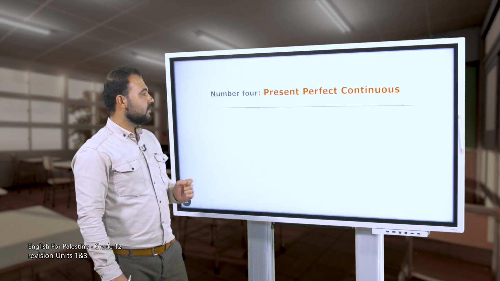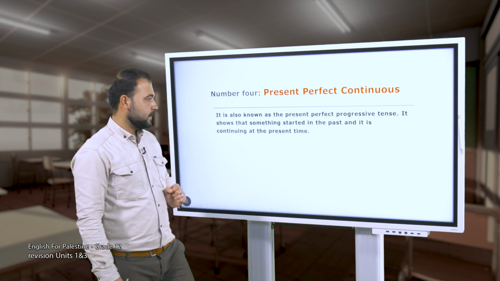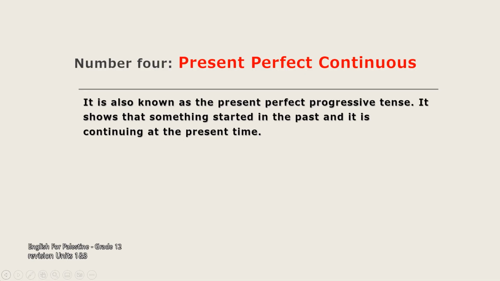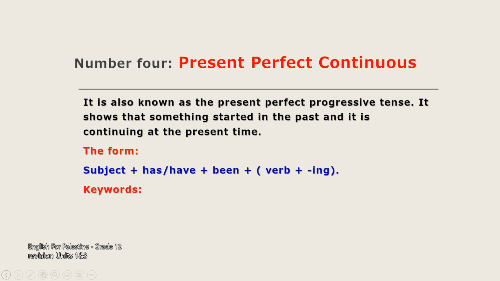Number 4, present perfect continuous. It is also known as the present perfect progressive tense. It shows that something started in the past and it is continuing at the present time. The form here for the present perfect continuous, I start with the subject, then has or have, whether the subject is a singular or a plural, then we have been, and finally verb with the ing form.